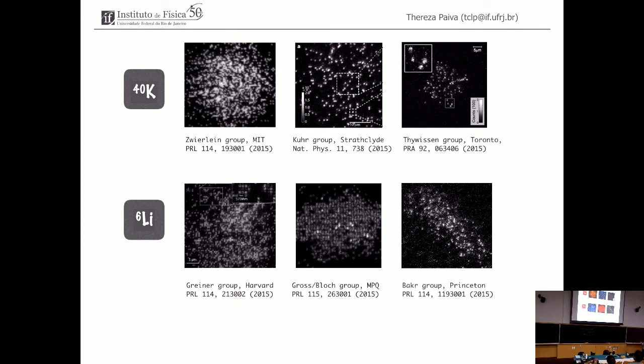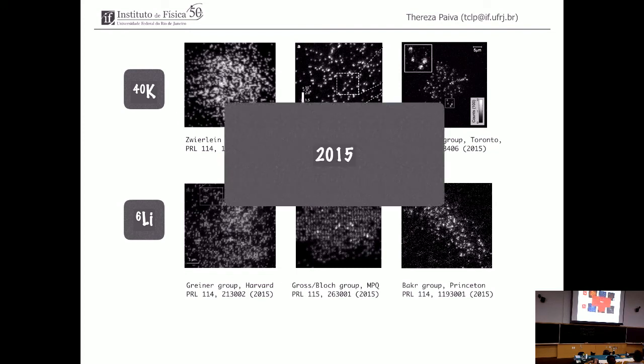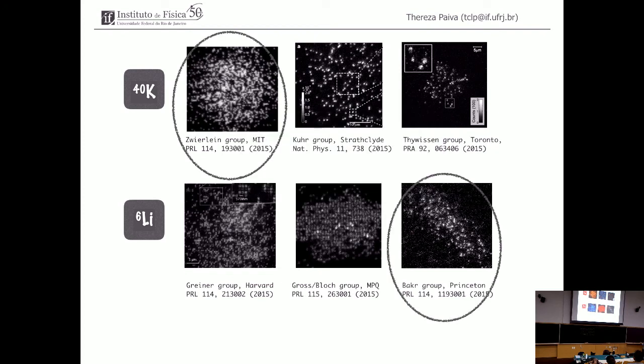That was 2009, and in 2015, six different groups realized quantum gas microscopy for fermions. Three groups like to work with potassium and three groups like to work with lithium. This was six years after it was realized for bosons. I will describe work that has been done with the group from MIT, the Zwierlein group, and from Princeton, the Parsons group as well.